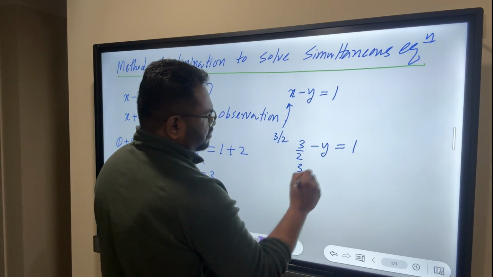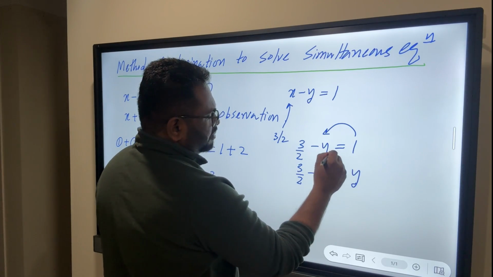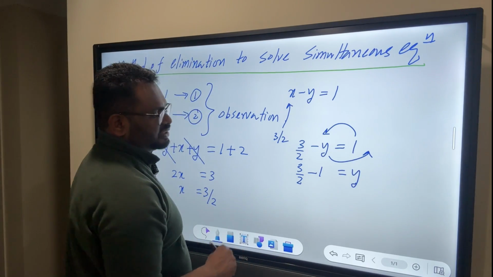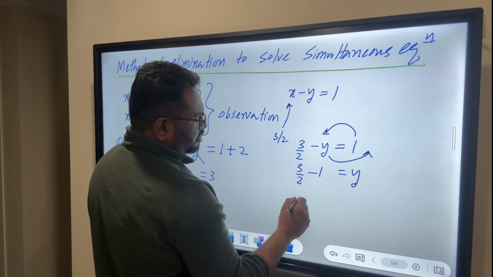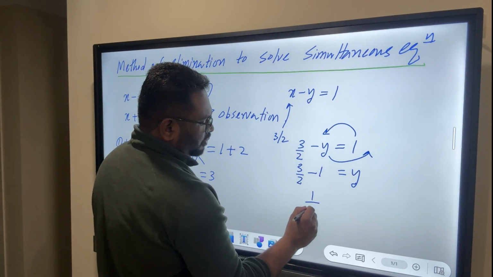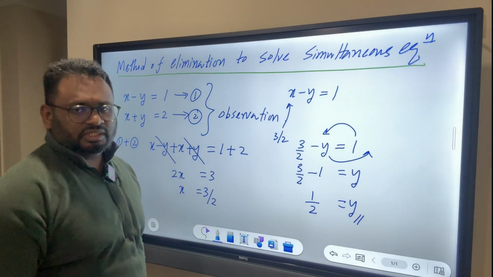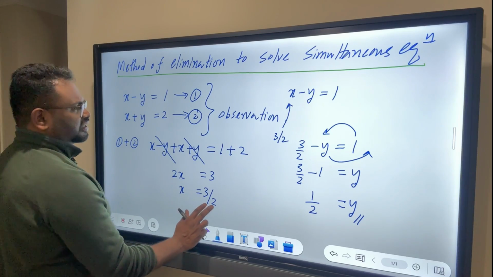So 3 divided by 2, I'm going to bring this one to the other side. It's going to be minus 1 is equal to y. Because I'm going to bring this minus 1 to the other side, it's going to be plus. Now when you take the common denominator, it's going to be 2. So it's going to be 1 divided by 2. This is how we simply use the elimination technique. Okay, so we will think about another example.